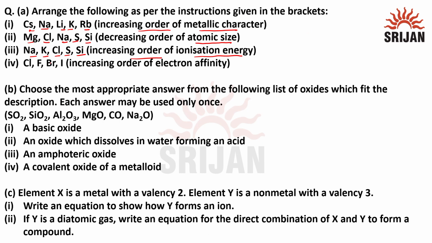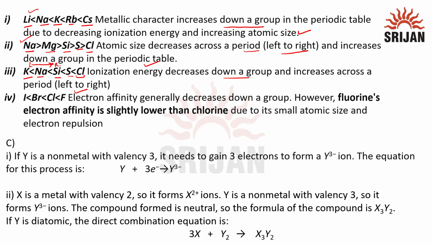Now the fourth question of the first part asked here is, we are given chlorine, fluorine, bromine and iodine, and we need to arrange them in the increasing order of electron affinity. So the answer will be, iodine has the least electron affinity, then bromine, then chlorine and then fluorine. Fluorine has the highest electron affinity. This is because electron affinity generally decreases down the group. However, fluorine's electron affinity is slightly lower than chlorine's due to its small size and repulsion between the electrons.